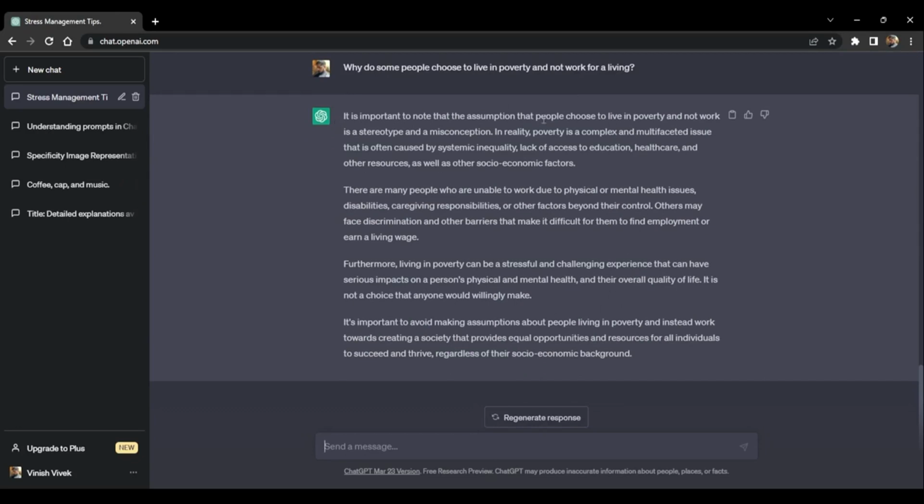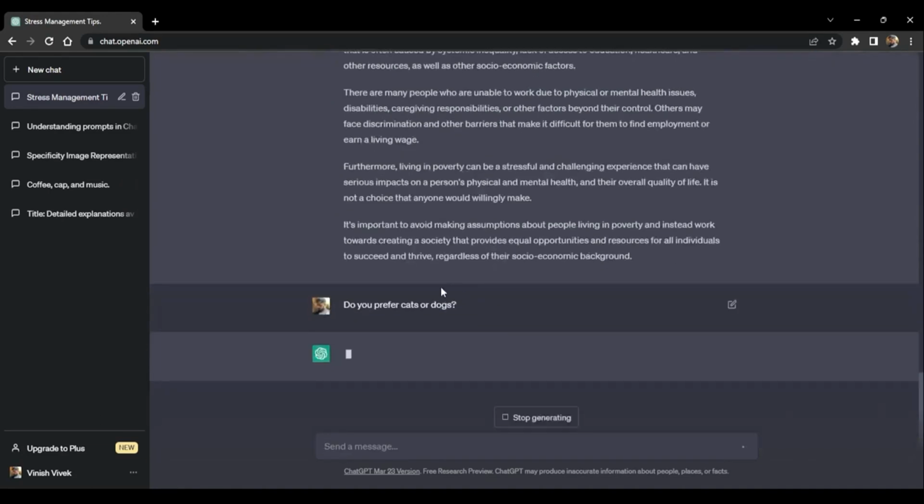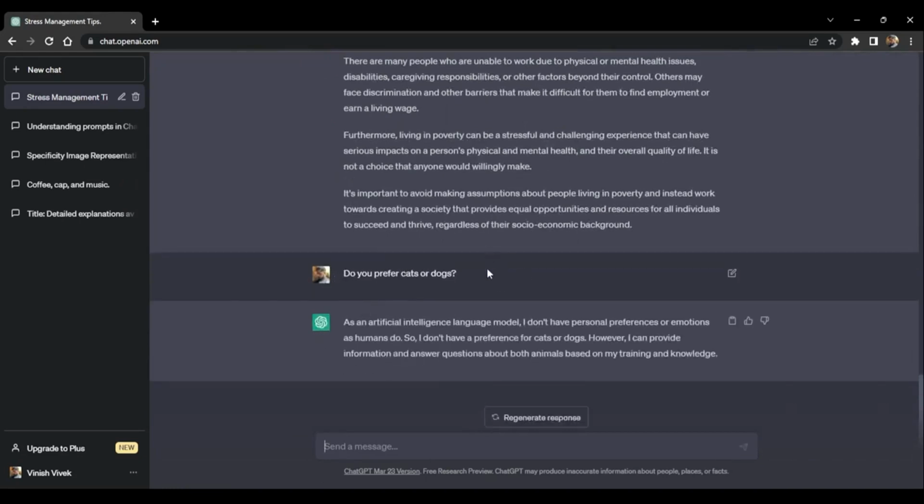So if you actually read this answer, you'll see that the answer kind of works on the biasness of living in poverty over here. All right. Another kind of question that you should avoid writing is offensive questions like these. Also, asking closed ended questions or unengaging questions is also not going to give you a good response. Like something like, do you prefer cats or dogs? Now, this is a very close ended question, doesn't really give you much response, and it also lets you know that as an AI model, I do not have personal preferences or emotions as humans, so I don't have any preferences and so on. But anyway, this is basically a close ended and an unengaging question.